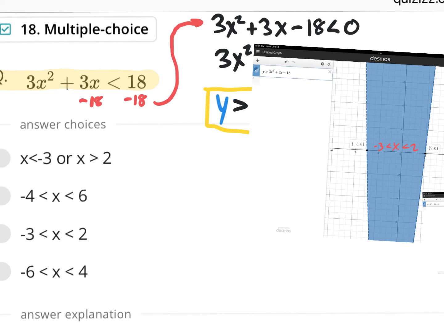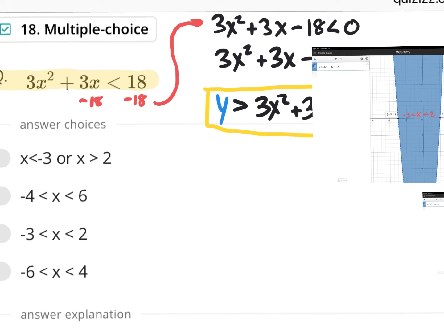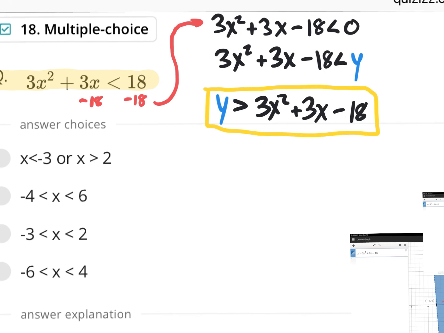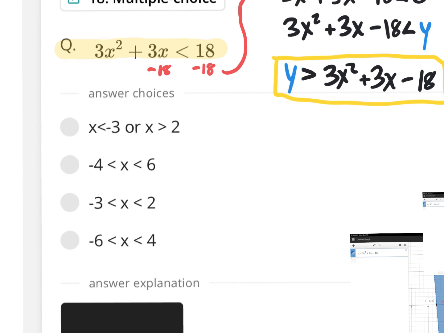Desmos helps us out a lot. Let me reiterate. Just by setting it equal to 0, moving 18 over, replacing the 0 with the y, putting the y first, and typing it into Desmos, you'll see that your answers are between -3 and 2, which are these guys right here.